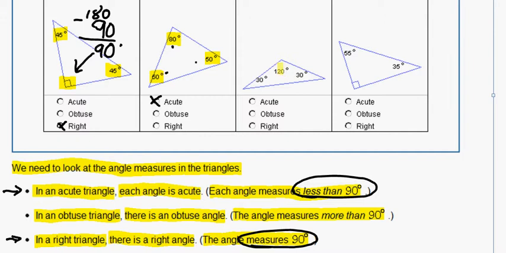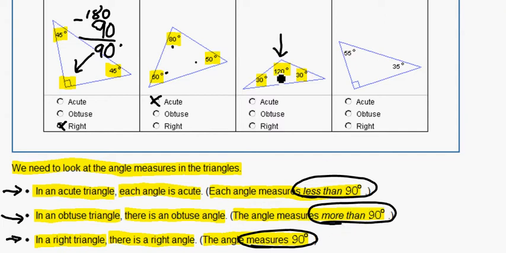In our next triangle, we have 120 degrees, 30, and 30 degrees. So we look at our rules again, and we see in an obtuse triangle, there's an obtuse angle that measures more than 90 degrees. And in this problem, we have 120, which is more than 90. So that means we have an obtuse triangle.